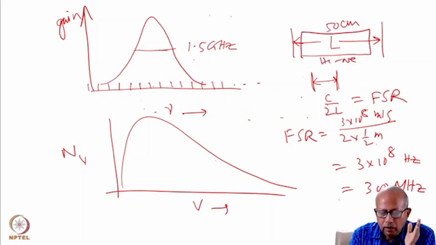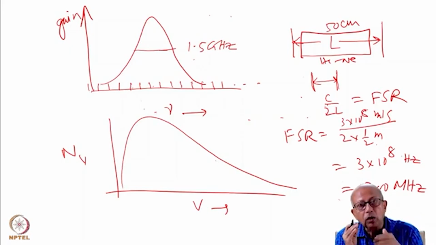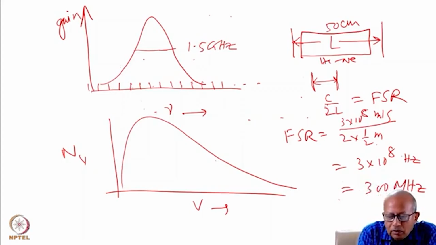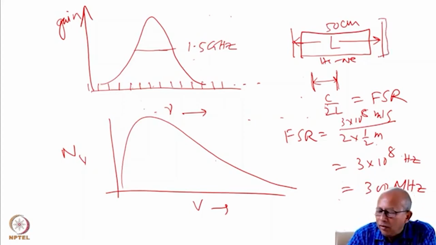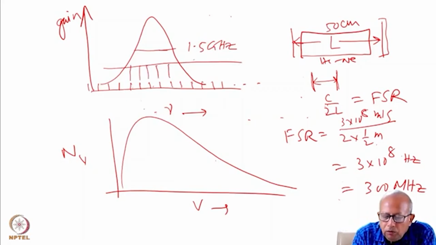So now, how many cavity modes should be able to lase? That means how many cavity modes should see the net gain? It will depend on the location of the loss line. Suppose the transmission loss of the cavity is such that the loss line is located here. Then you can see there are 1, 2, 3, 4, 5 modes which have gain exceeding loss. This is the loss line. So lasing will occur on all these 5 modes.